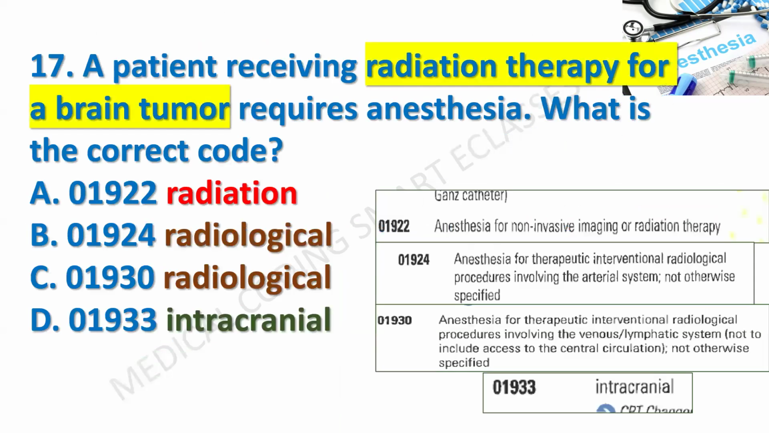A patient receiving radiation therapy for a brain tumor requires anesthesia. So for the radiation therapy, 01922, radiological procedures are 01920 to 01930, intracranial 00333. So the answer is option A.